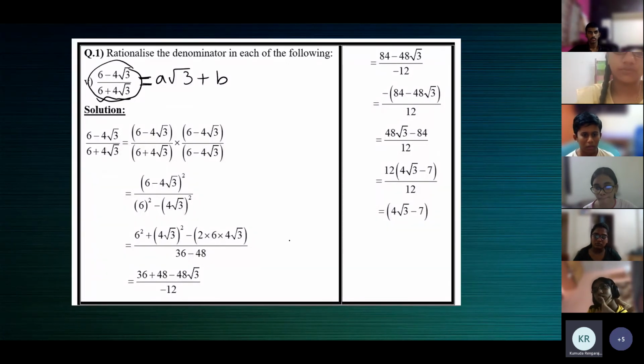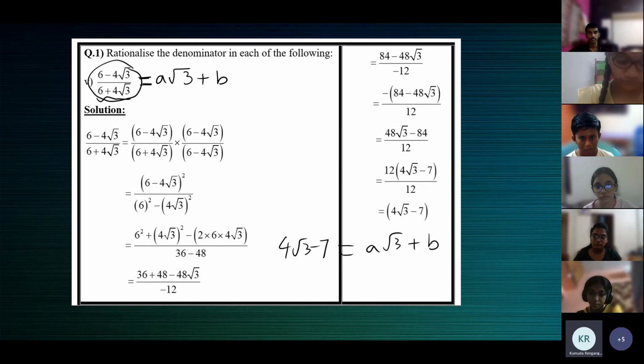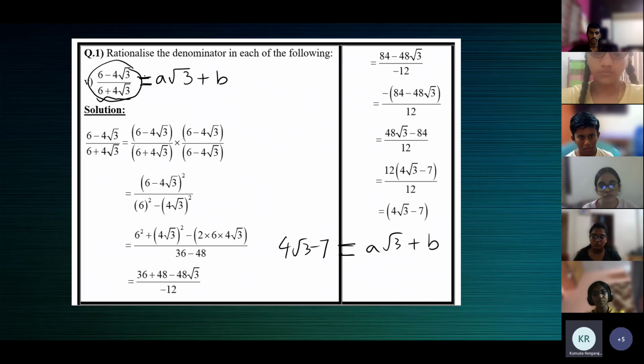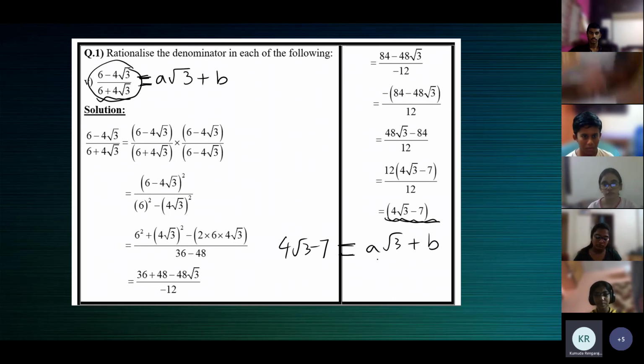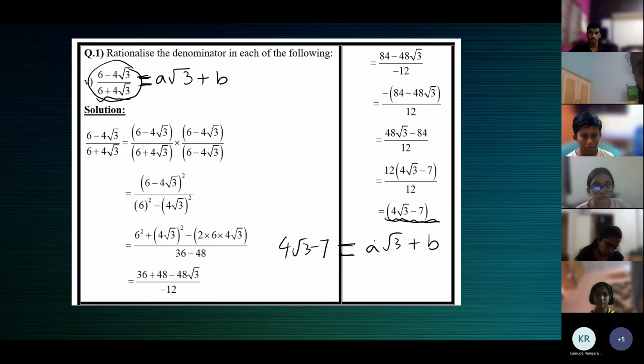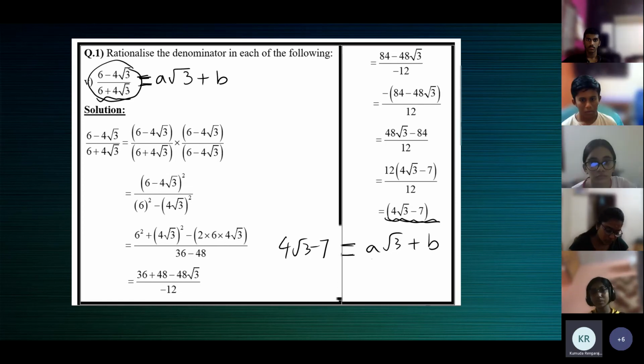And what answer did you get? You got 4√3 − 7, and that's given to be equal to a√3 + b. So you should compare the two sides. When you compare both sides, the irrational is equal to the irrational: this irrational and this irrational.